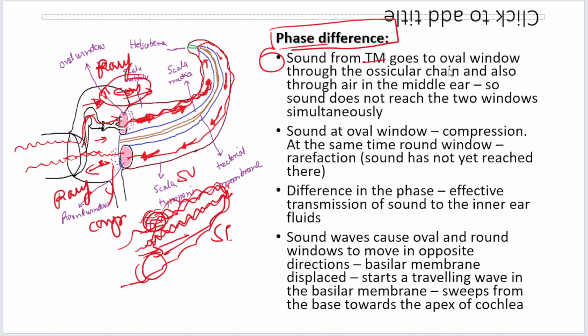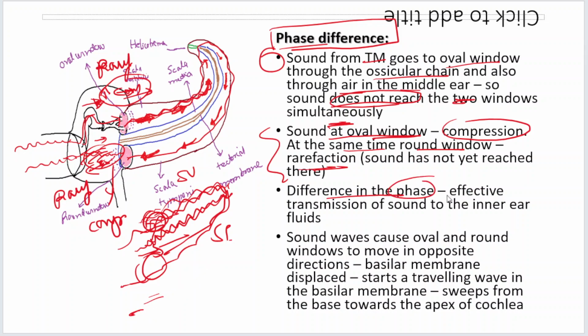Sound from the tympanic membrane goes to the oval window through the ossicular chain and also through air in the middle ear. That's what we talked about. So sound does not reach the two windows simultaneously. If the sound is at the oval window, it is causing compression. At the same time, the round window will be at rarefaction. They both will not be compressed at the same time. Because of this difference in phase, one is in compression, one is in rarefaction. So because of the difference in phase, it causes effective transmission of sound in the inner ear fluids. Only because there is a difference in the phase, there is effective transmission to the inner ear fluids.